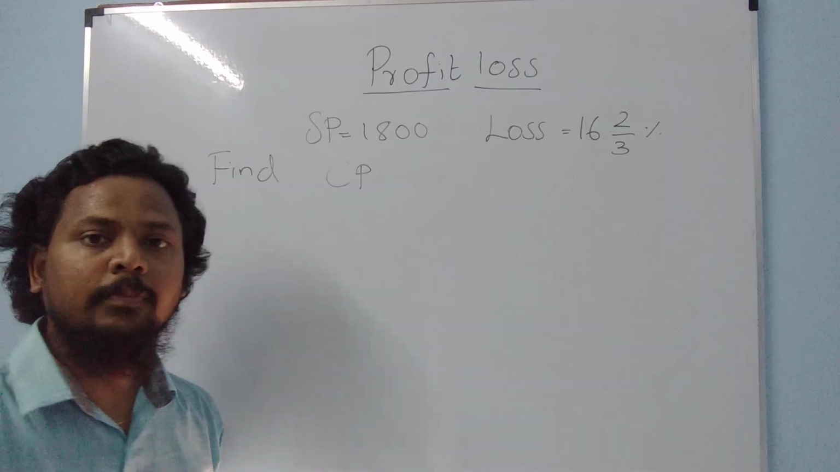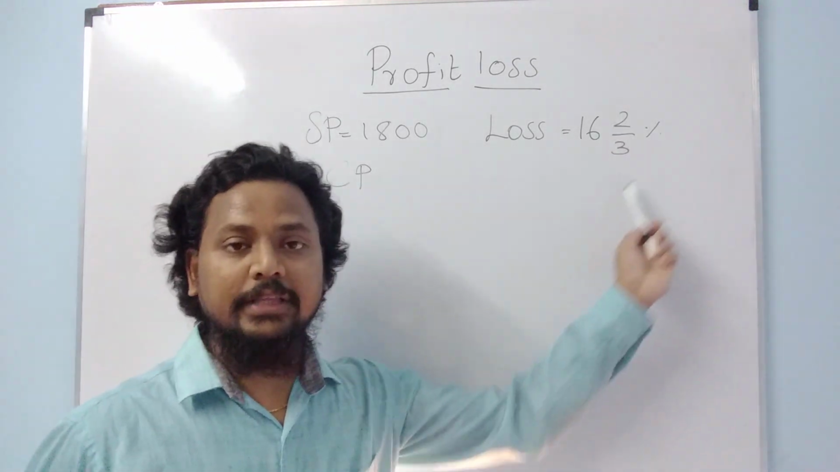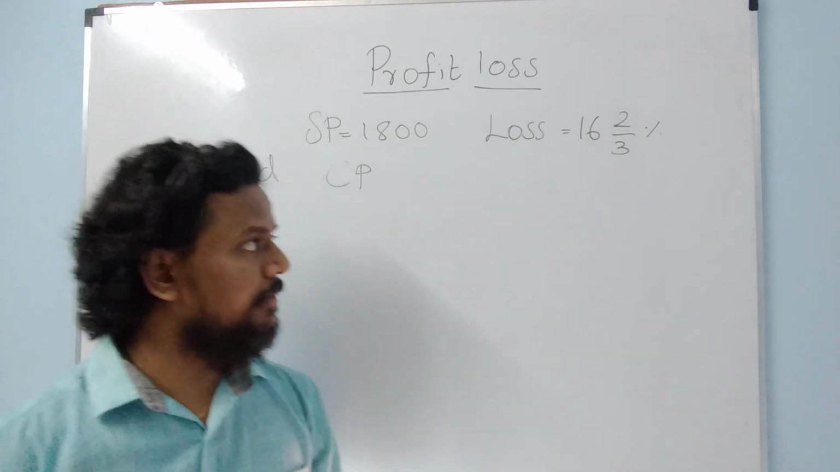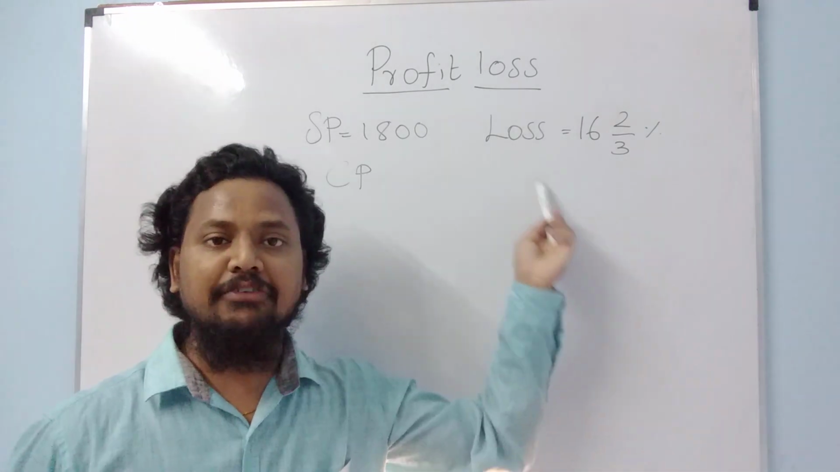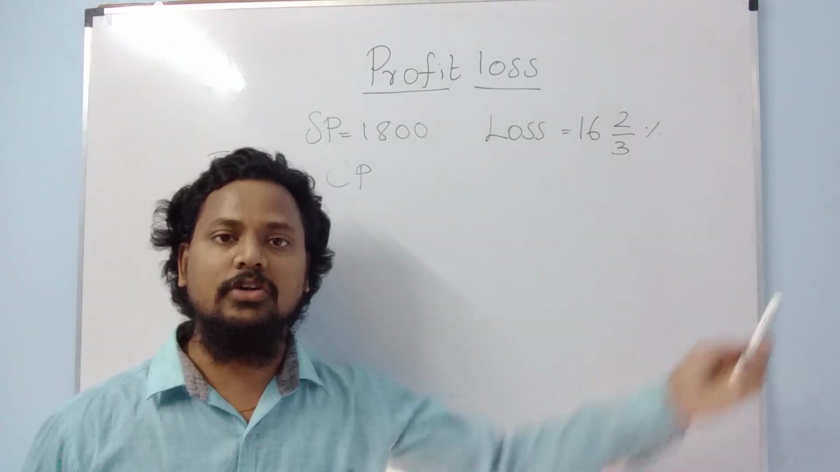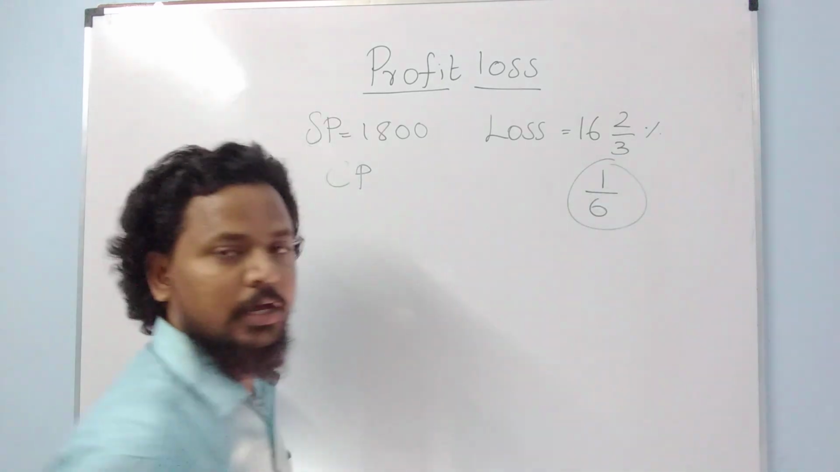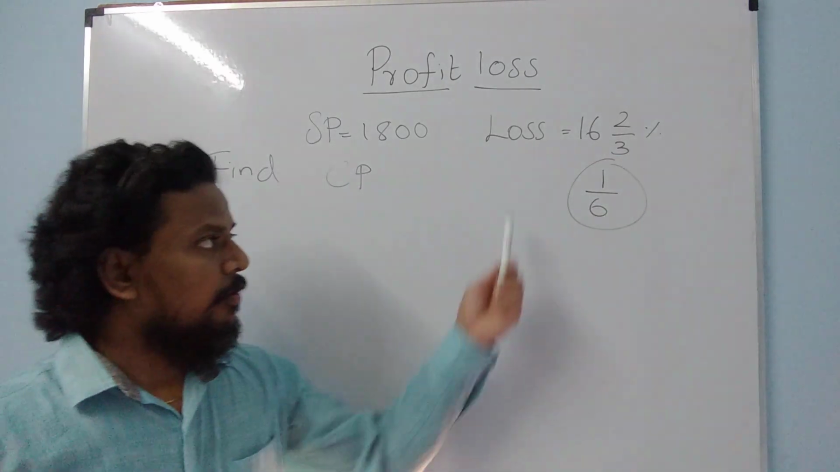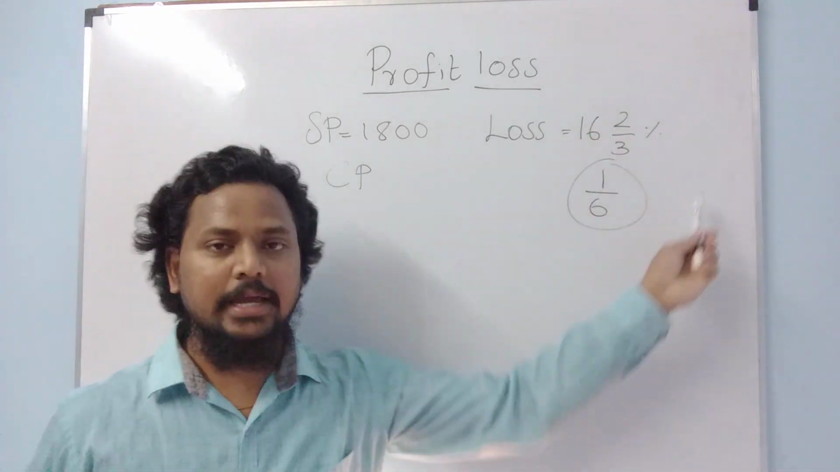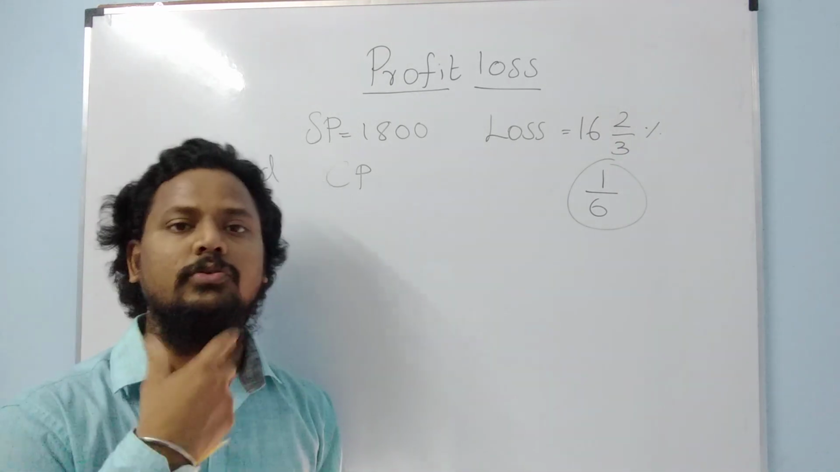Let's see the next one. Here the selling price is given as 1800, but the loss is 16 2 by 3 percent. So we need to calculate the CP value. How can we do this? Same equation, but remember that 16 2 by 3 is a different kind of fraction. They may give 16 2 by 3 or they may give us 16.66 also. That is nothing but 1 upon 6. When the number is 20% or 25%, the equation is very simple for us to use. But whenever something like this comes, it is always better to go with fractions. Even for 20%, 25%, this will work out.